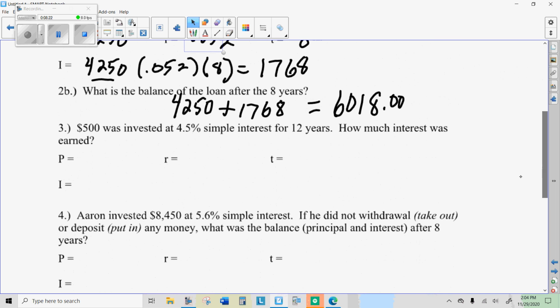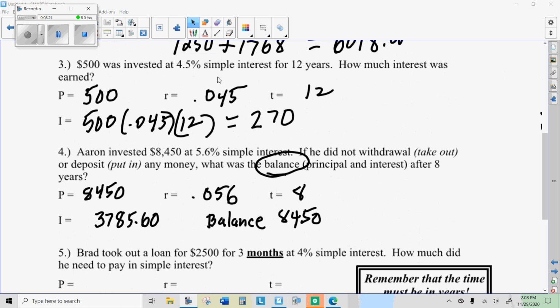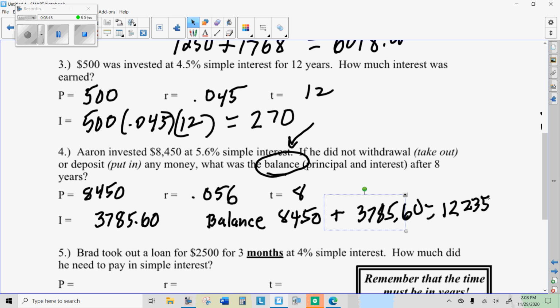All right, you can try the next one. So on number 4, notice you're finding the balance. So once you find the interest, you have to add that to your principal. So that's how much you're going to owe. And that comes to $12,235.60.